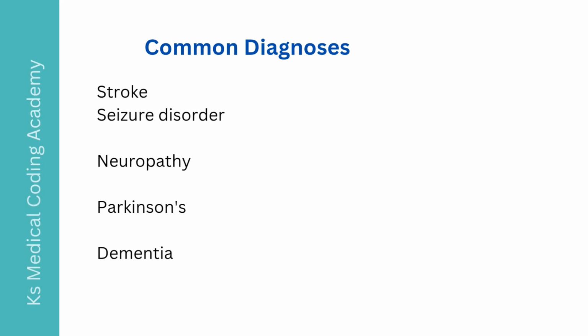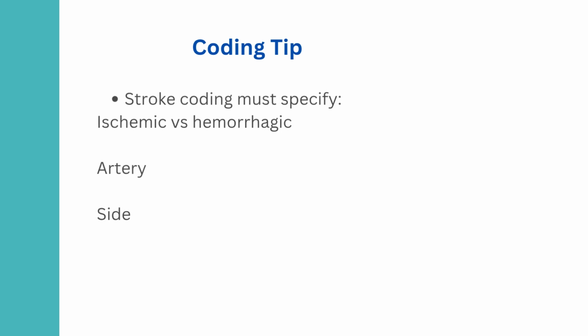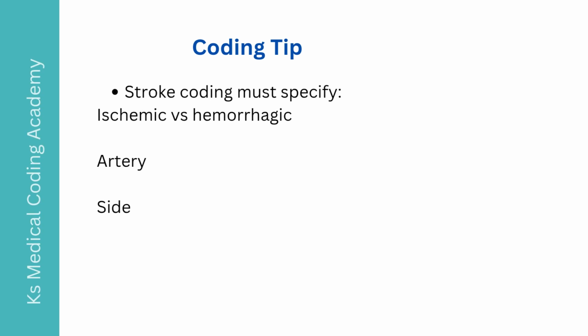Common diagnoses. You will frequently code conditions such as stroke, seizures, paralysis, neuropathy, Parkinson's disease, and dementia. Coding tip. Stroke coding requires details: ischemic or hemorrhagic, artery involved, and any residual deficits. Always check the neurologist's notes.